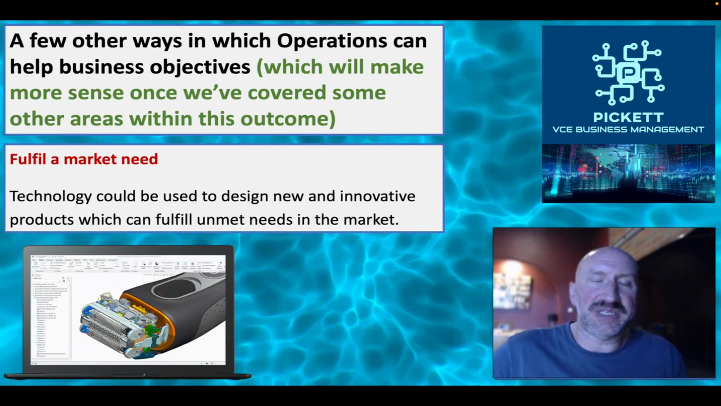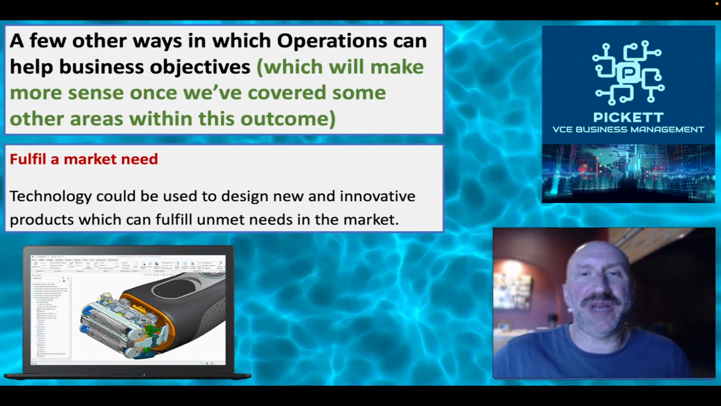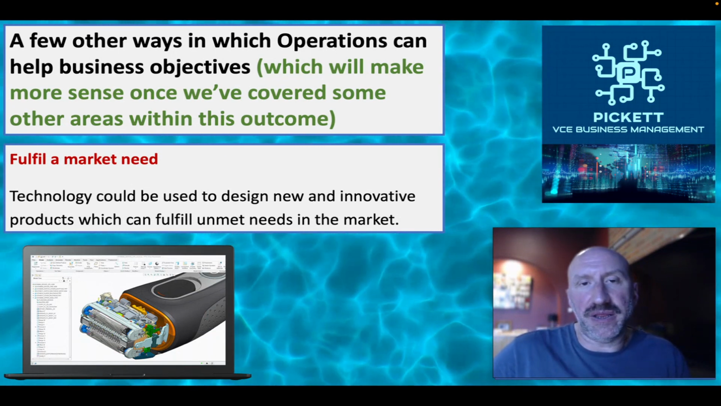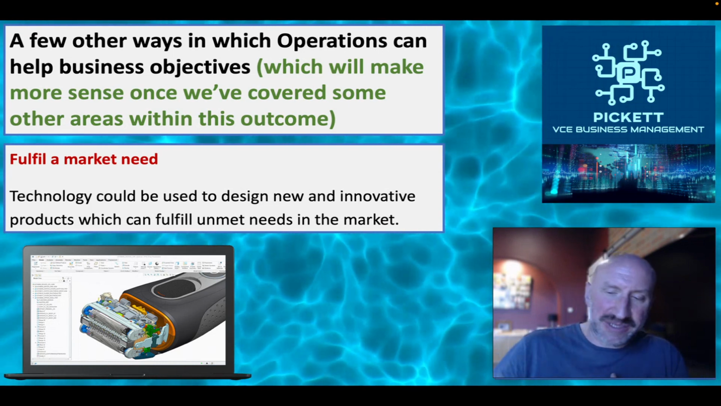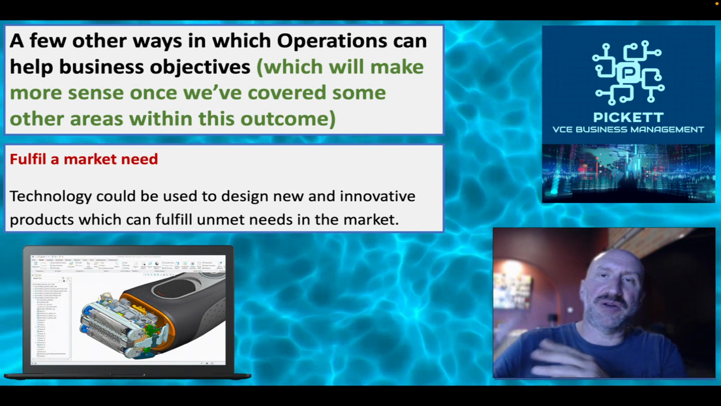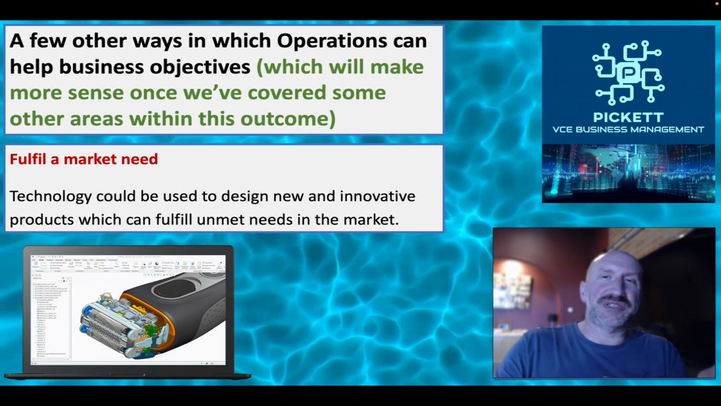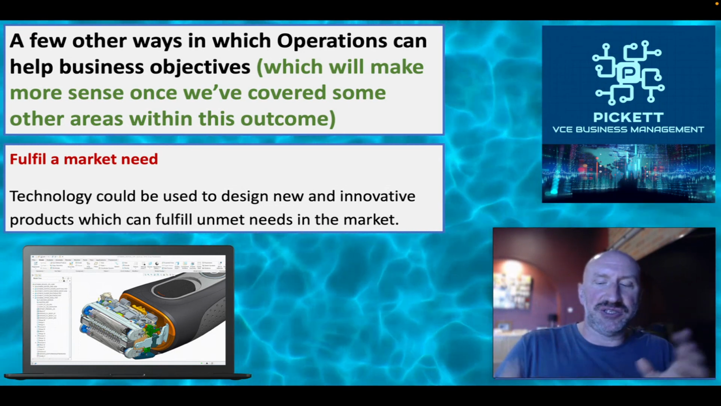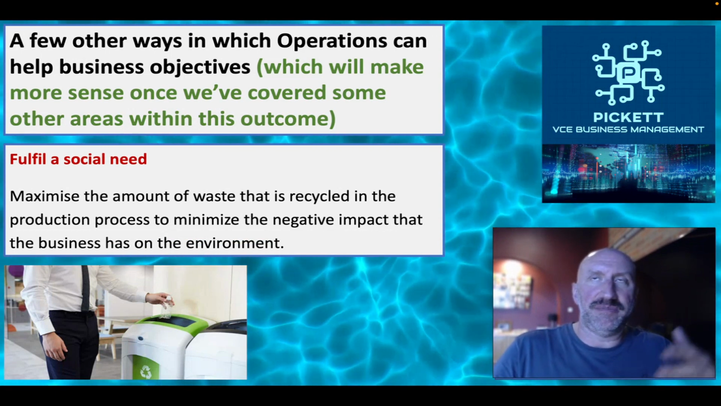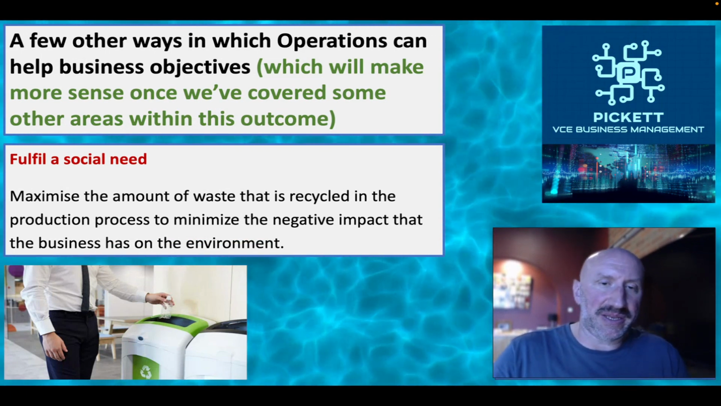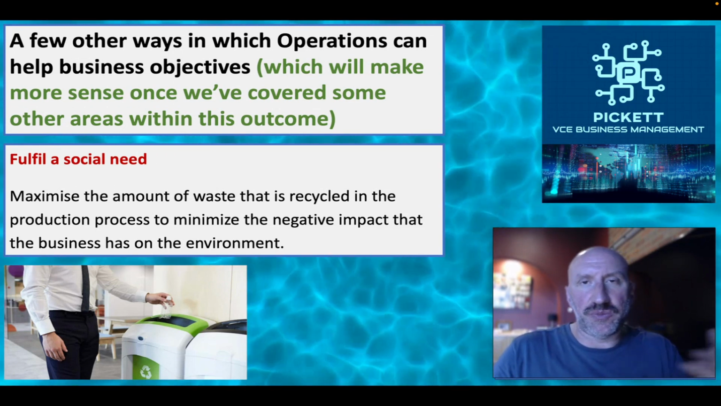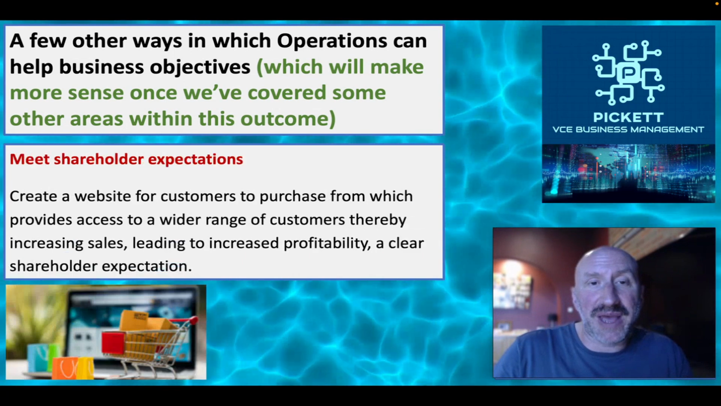Fulfilling a market need, technology might be used to design new and innovative products which can fulfill unmet needs in the market. And so on and so forth. So many different ways to do this. But by the time you do the SAC or the exam, you should be able to answer this question very, very easily in so many different ways. Okay. Fulfilling a social need, maximize the amount of waste we're recycling, which minimizes the negative impact a business has on the environment, which might be a social objective that you have.